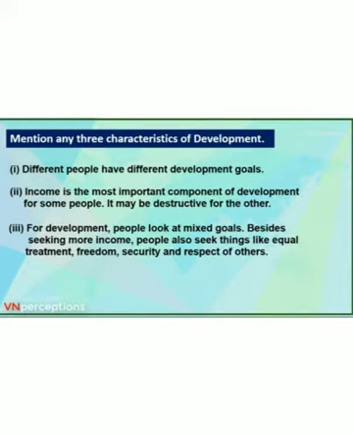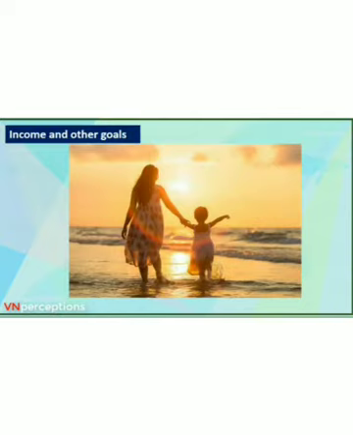Now, talking about income and other goals. We have understood income. So, what about other goals? The requirements will be a pollution-free environment, then public facilities like schools, hospitals, transport, equal treatment, freedom, dignity, and honor.